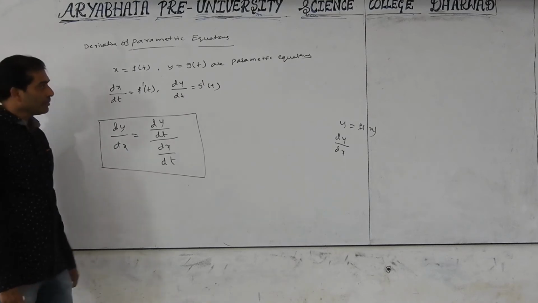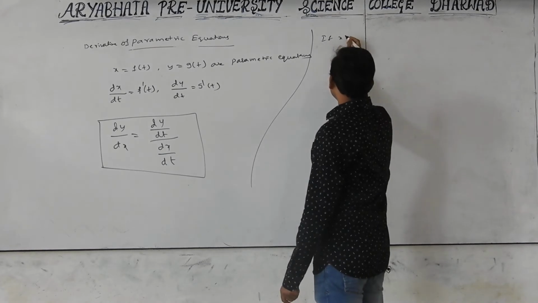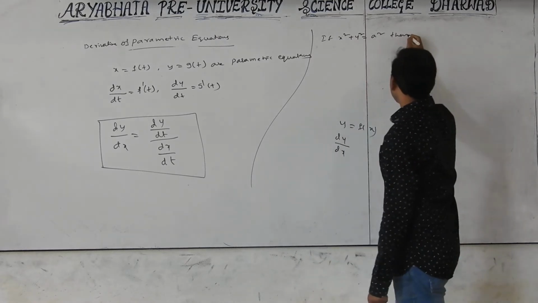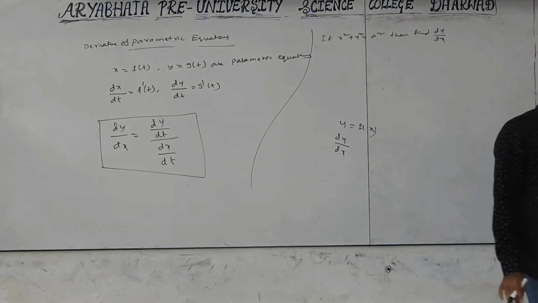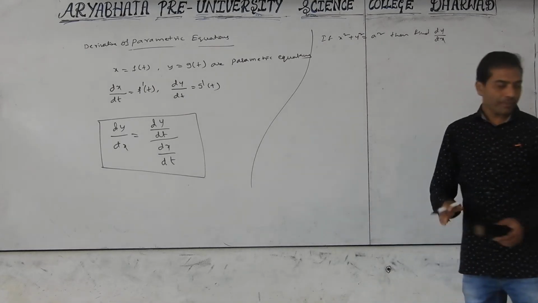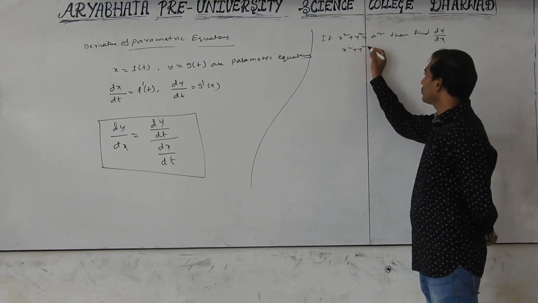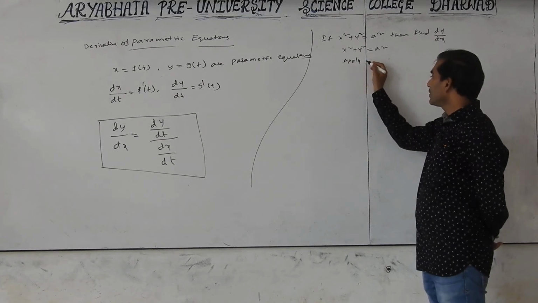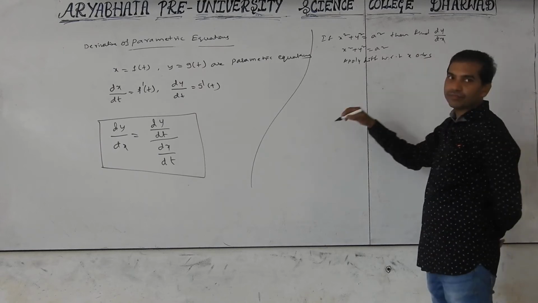Okay? For example, if x squared plus y squared equals a squared, then find dy by dx. How can we find this derivative? We have done this in the previous exercise on implicit functions. x squared plus y squared equals a squared. Apply differentiation with respect to x on both sides.